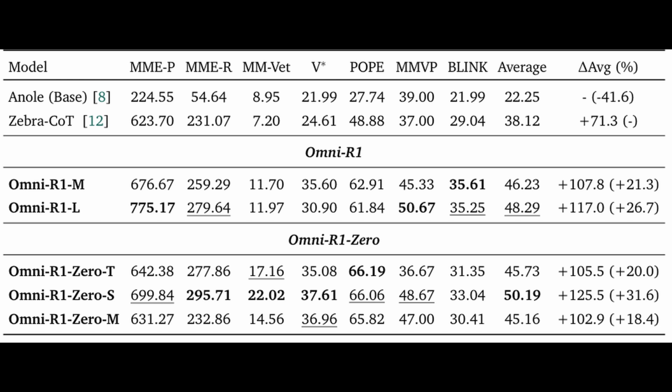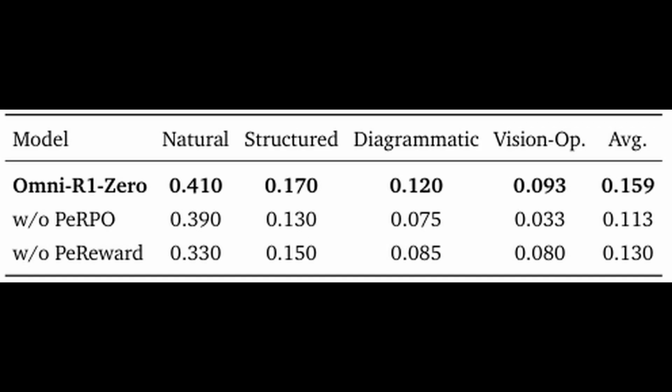What's particularly interesting is where Omni-R1 excels. If you look at the MMVet column, which tests comprehensive multimodal reasoning, Omni-R1 variants score significantly higher than Omni-R1. The paper also breaks down performance by task type. Let's take a look at that. This table shows that both Omni-R1 and Omni-R1 outperform the baselines across all 4 task categories.